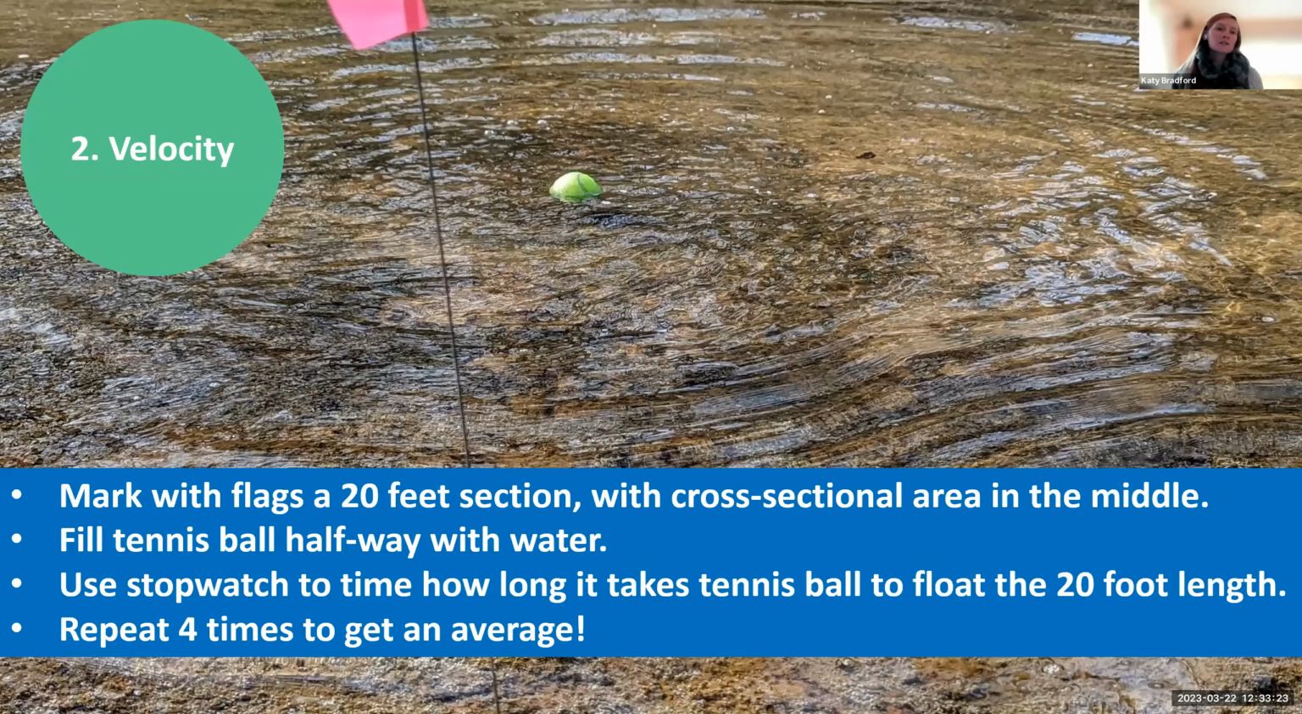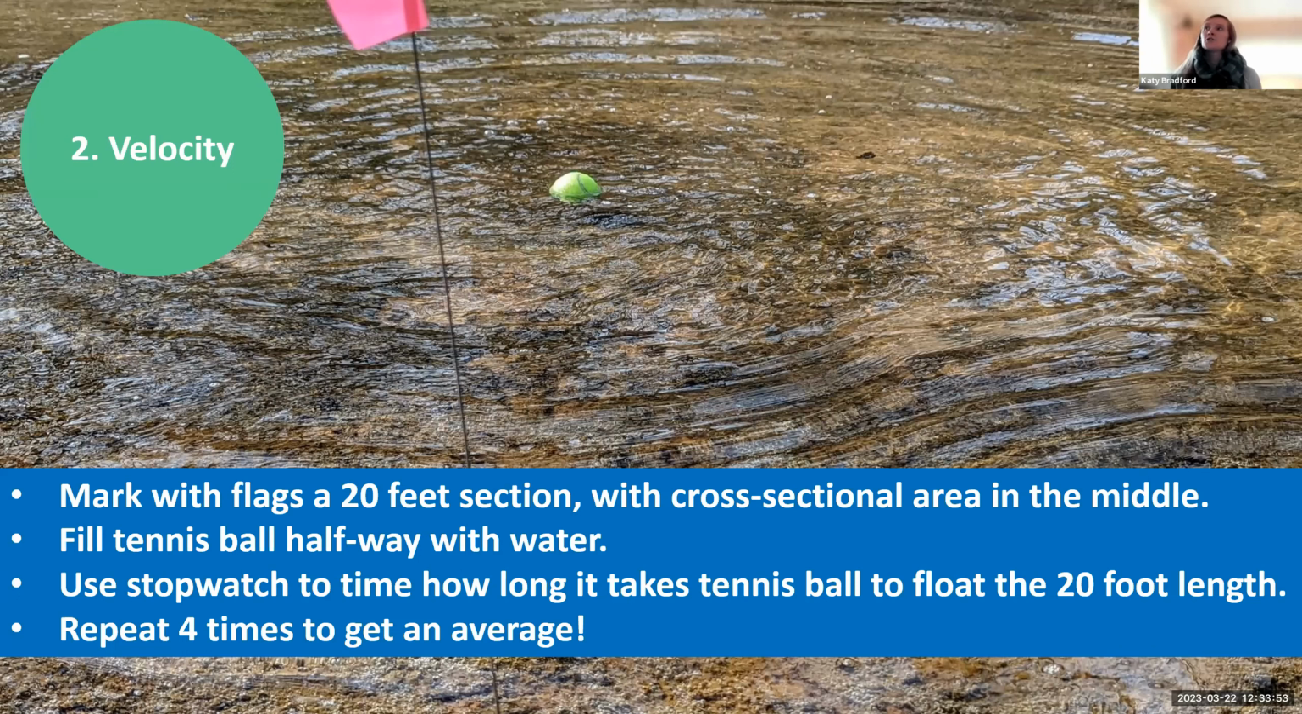And then part 2 is taking the velocity. So this one's a lot simpler. The hardest part is done. They mark a 20-foot length of the stream with where they measured the area, that cross section, in the middle at the 10-foot mark. And then we have them fill that tennis ball that I mentioned earlier. It has a slit in the top. That's so they can fill it partway with water, because it's going to float on the surface, but we don't want it to be blown by the wind or anything.